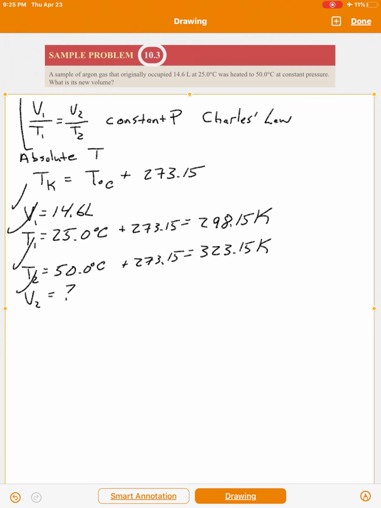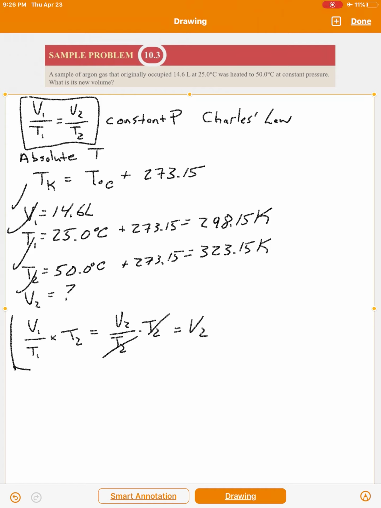So let's come back to Charles's law. We want to find V2. So let's just multiply both sides by T2. V1 over T1, if I multiply that by T2, would be equal to V2 over T2 times T2, right? Multiplying both sides by T2. But that T2 on the right side cancels, so that's V2. So all we've got to do is multiply V1 divided by T1 times T2.